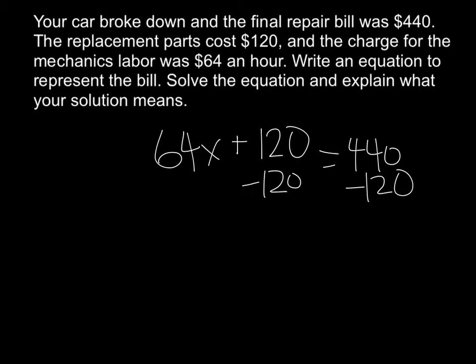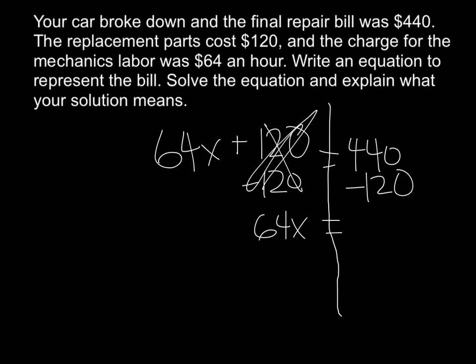Again, I want to improve our organization a little bit. Let's put a line right through here so we don't get confused. Okay, so I bring down my equal sign. Now I'm just rewriting my statement. 120 minus 120 is 0, so that cancels out. And now I'm just left with 64x on this side. So I'm going to go ahead and bring that down here because, again, I'm just rewriting my statement. So I have 64x equals 440 minus 120, which is 320.